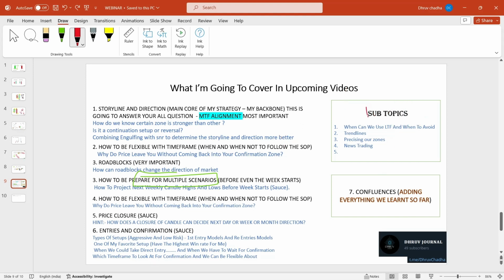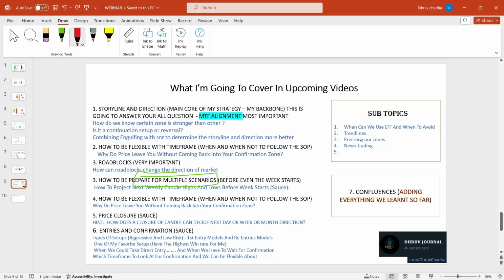There are some subtopics that I will cover too. When to use lower time frames and when to avoid them. Trend lines: I don't really use trend lines much, because they are a subjective part, for me at least. But there are two to three types that I use and they work well for me. They are not subjective; I have tried to make them as objective as I can. So I will talk about trend lines too, how to use them during confirmations and for confluences.